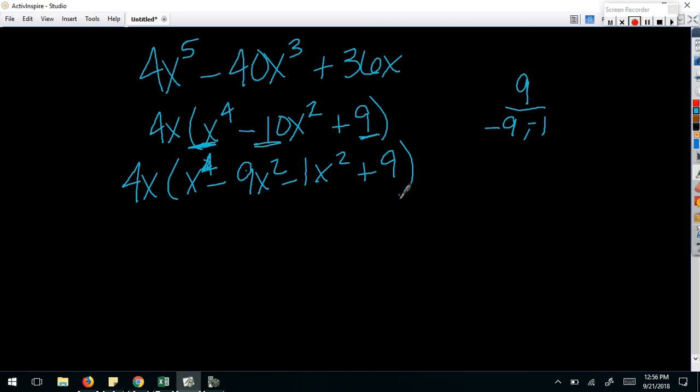Wait, why is it 9x squared again? Because it's negative 10x squared. Yes, so when you add them together, it's still got to be the x squared. All right.